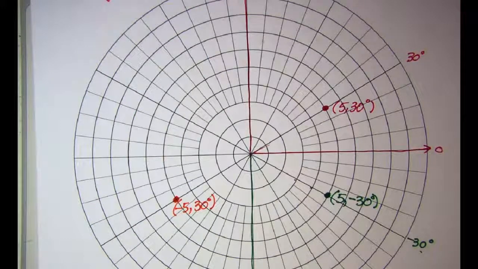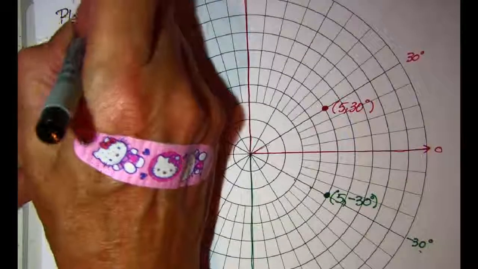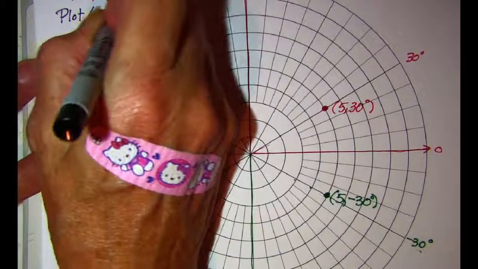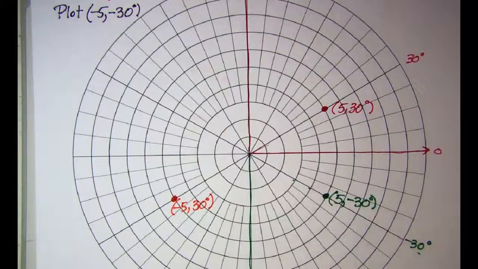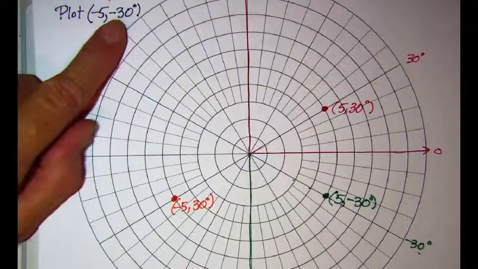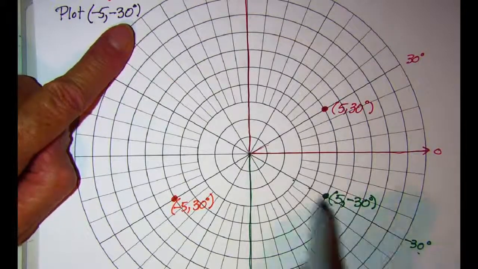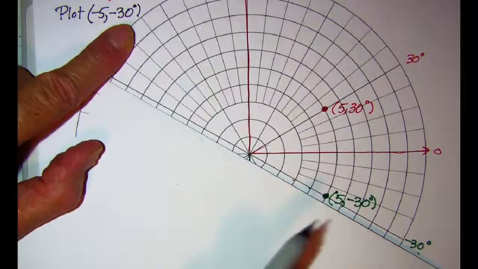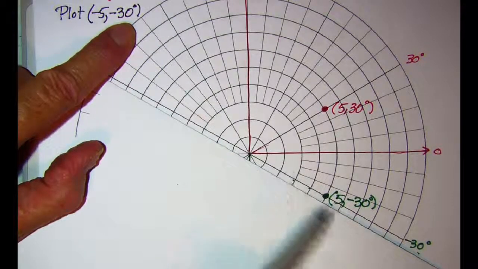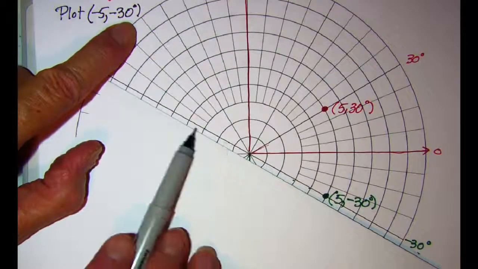And then finally, let's look at plotting (negative 5, negative 30). Right, our angle of rotation is going to be clockwise 30 degrees. So I'm going to be on this vector. If you lay your paper or ruler along there, you can see that it's over here for positive r values, but it's going to extend over on this side for negative r values.